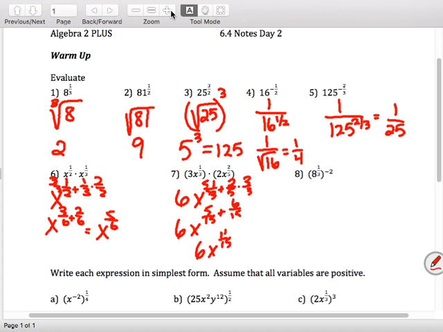Now, number 8. This is going to use the 5th exponent rule. If I have a to the m to the n, and we did do one like this in the notes. This is a to the m times n. So a power to a power is a product. So I'm going to take 8 and I'm going to make it 1/3 times -2.